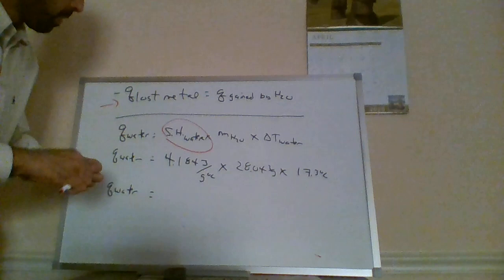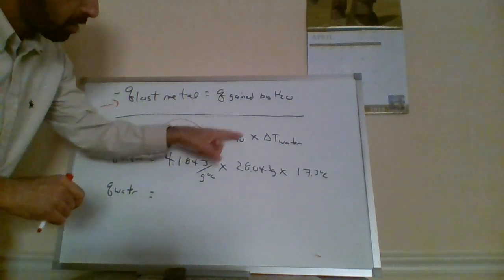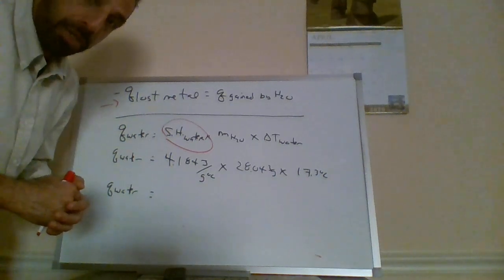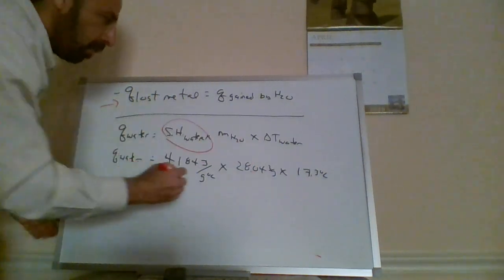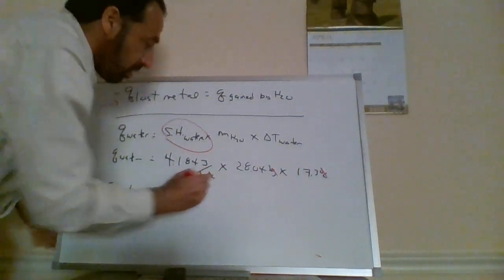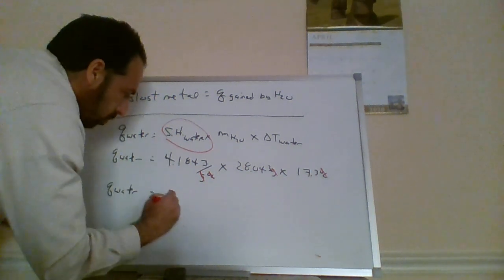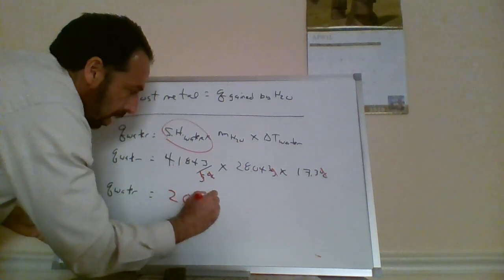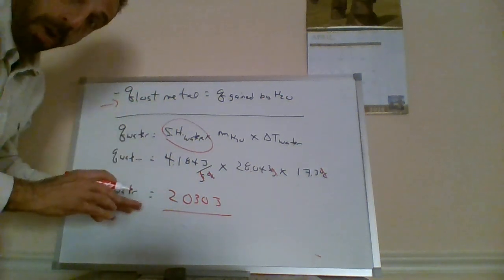So I manipulated this equation for specific heat. Specific heat of water times mass of water times change in temperature of water. So I got the specific heat of water, the mass, and then the temperature. Notice that the grams cancel out, my degrees Celsius cancel out, and I'm left with joules. When I do that, I get 2,030 joules. So that's the heat absorbed by the water, gained by the water.